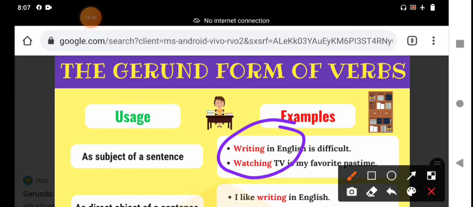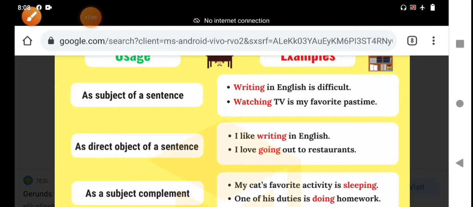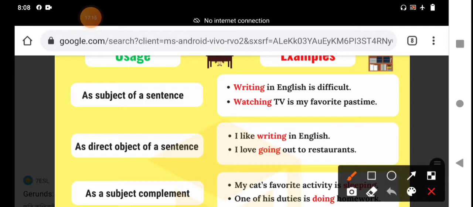That means students should understand the gerund. I already explained the functions of the noun. The noun has mainly five functions. At the same time, the gerund also has nearly five functions. Watching TV is my favorite pastime. Here, watching TV is also a gerund phrase. A single word is called a gerund.